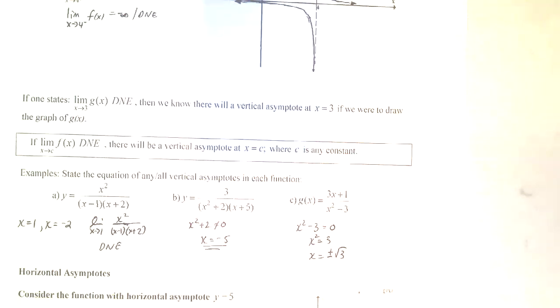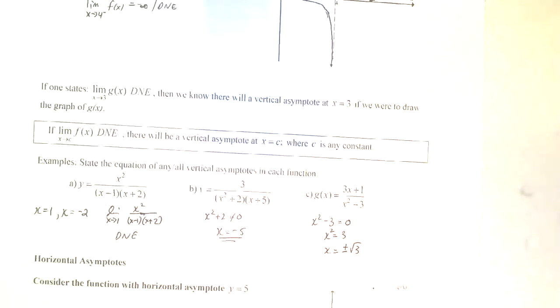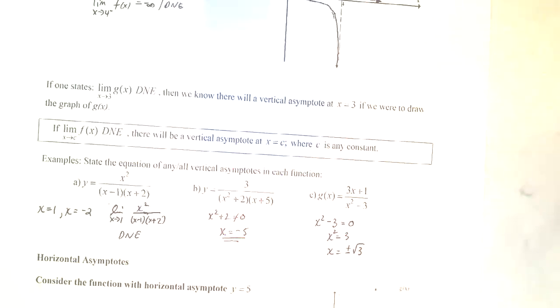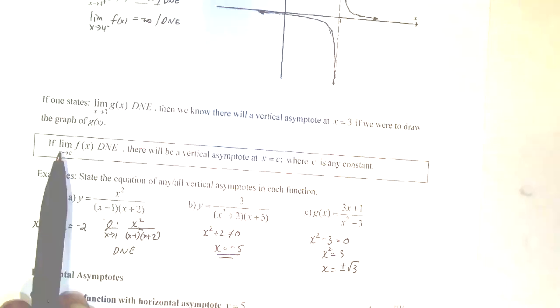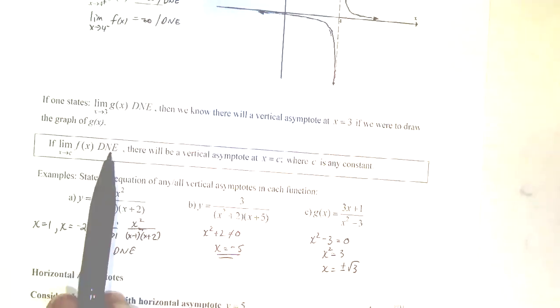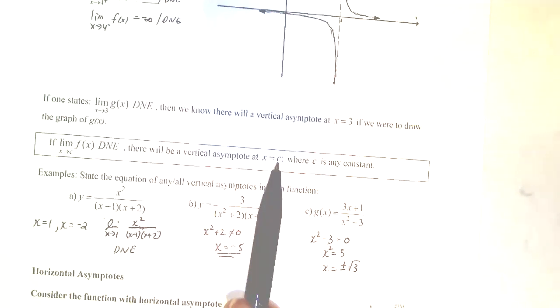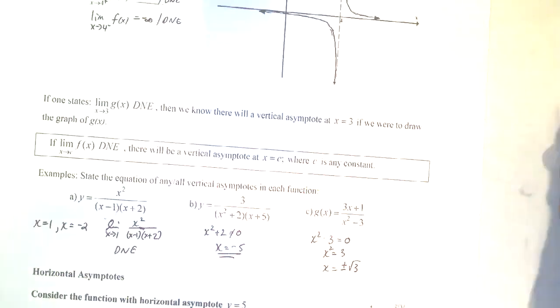But again, the real reason is because evaluating the limit shows that the limit just doesn't exist. Nothing really new there except for this fact. If the limit as x approaches c, meaning any number, doesn't exist, there will be a vertical asymptote at x equals that particular number. And c could be any number you want. A constant, of course, is a number.